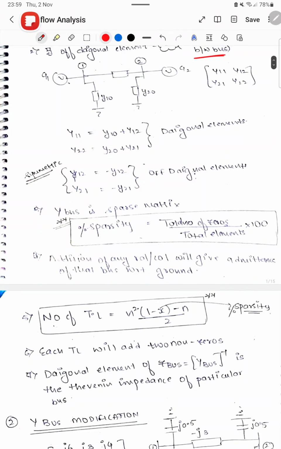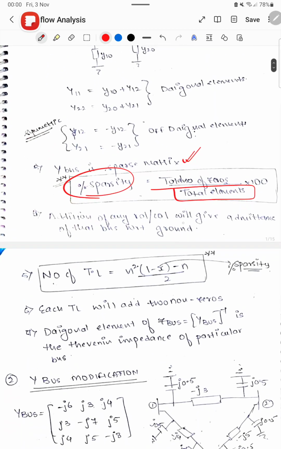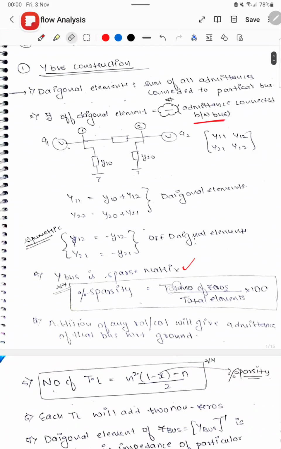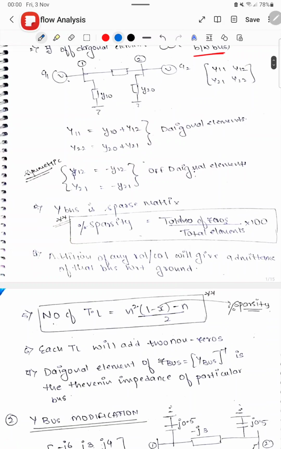Then Ybus is a sparse matrix. Ybus matrix is a sparse matrix. Percentage sparsity is total number of zeros upon total elements into 100. Now addition of any row or column will give the admittance of that bus with respect to ground. So if you add the total admittance of any bus, it will give admittance with respect to ground.